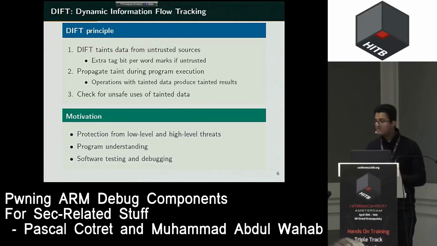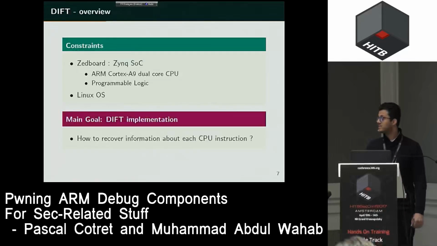Check the tag. And we can use dynamic information flow tracking to protect from low-level threats, just as I have shown you, from buffer overflows, and high-level threats as well, from SQL injection, from cross-site scripting. This is because we are working at a very low level. We are working on assembly instructions rather than the programming language, so we do not care about the programming language of the application. We can use it for program understanding and software testing as well, but here we are using it for protection from low-level and high-level threats.